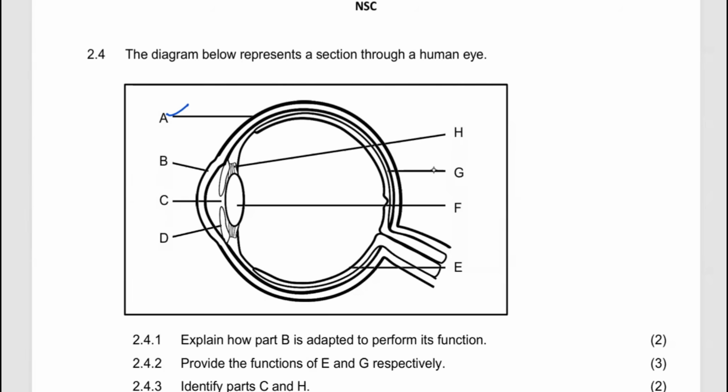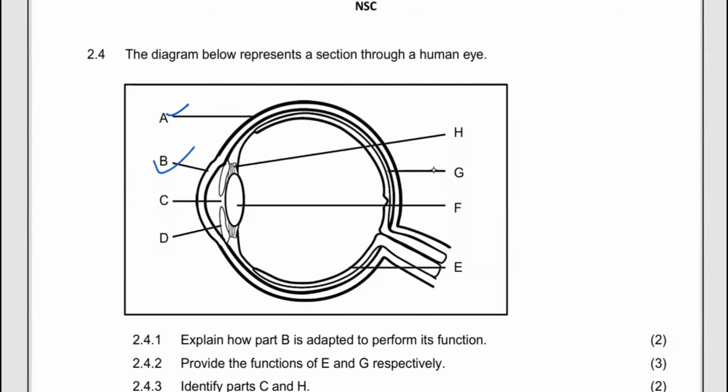B is the cornea. What is C? C is the pupil. What is D? D is the iris. What is H? H is the suspensory ligament. What is G? G is the choroid. What is F? F is the lens. And what is E? E is the retina.